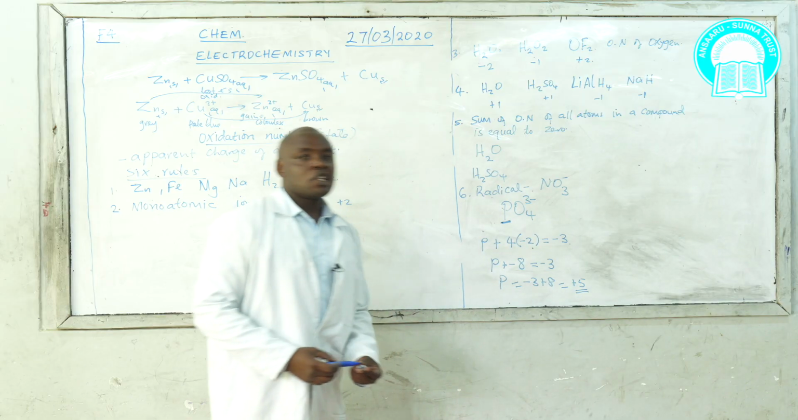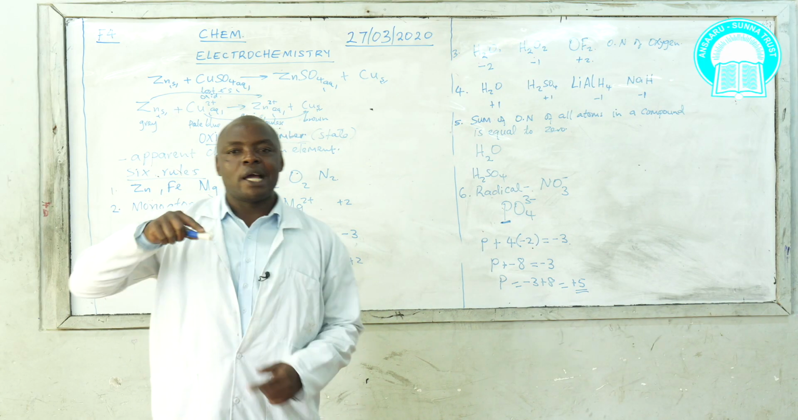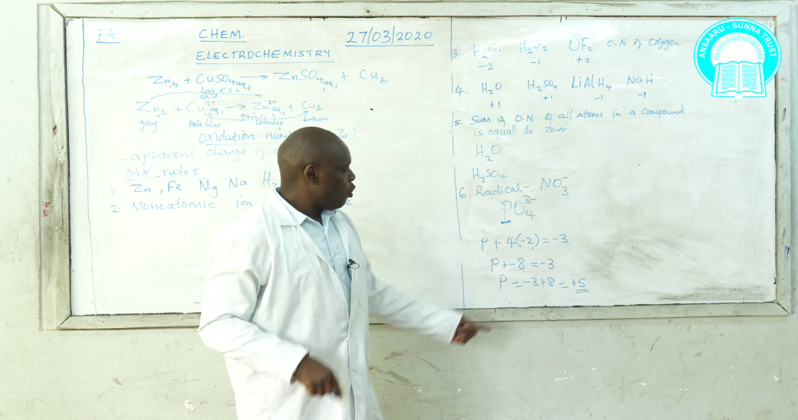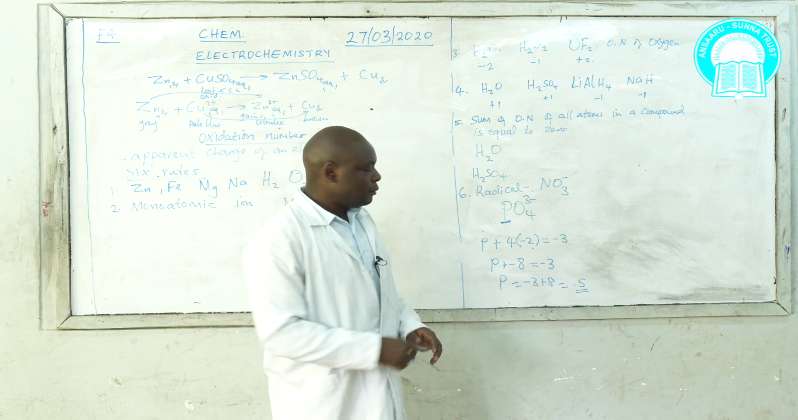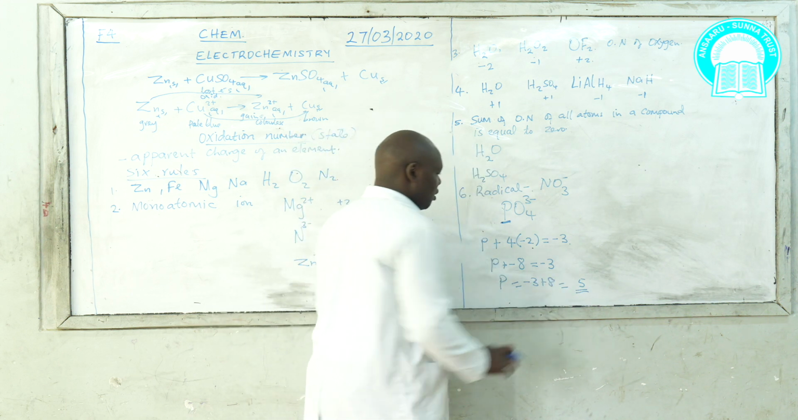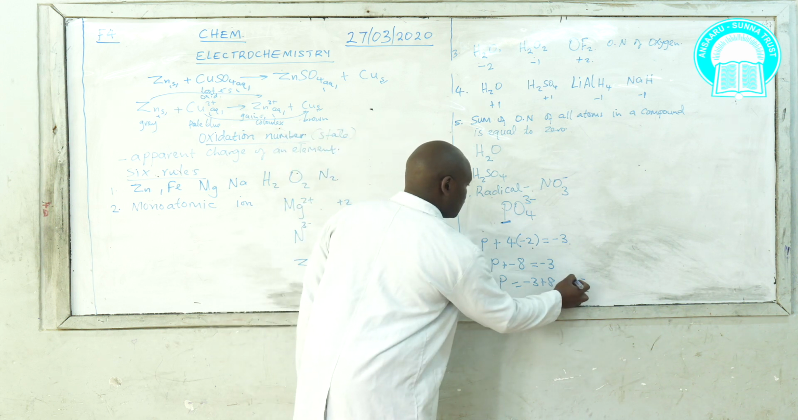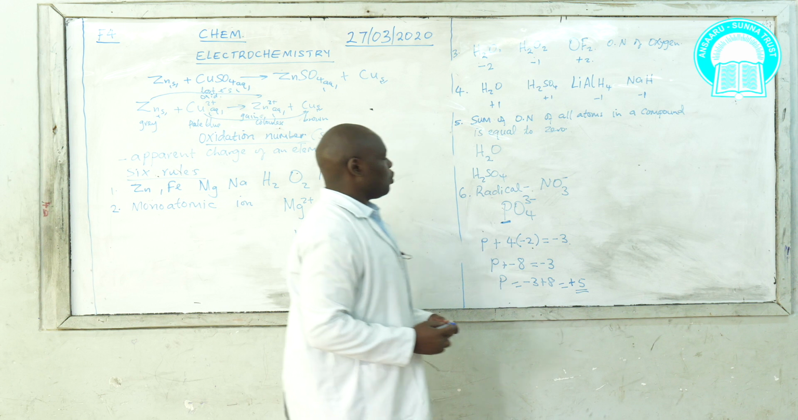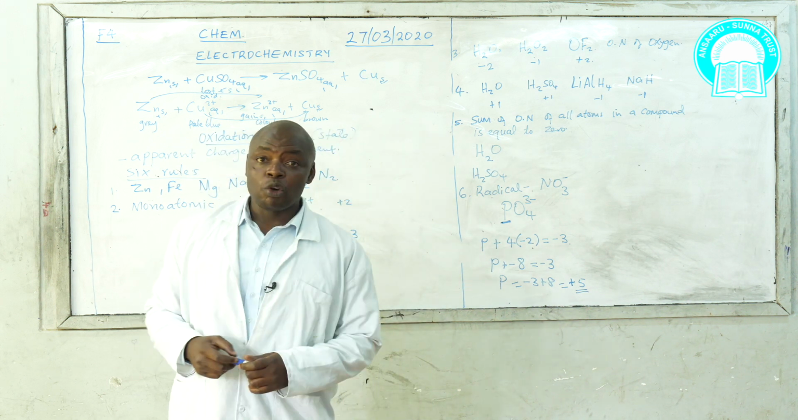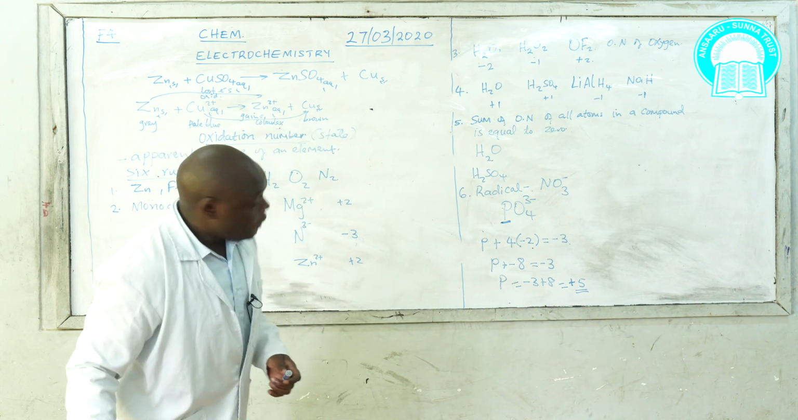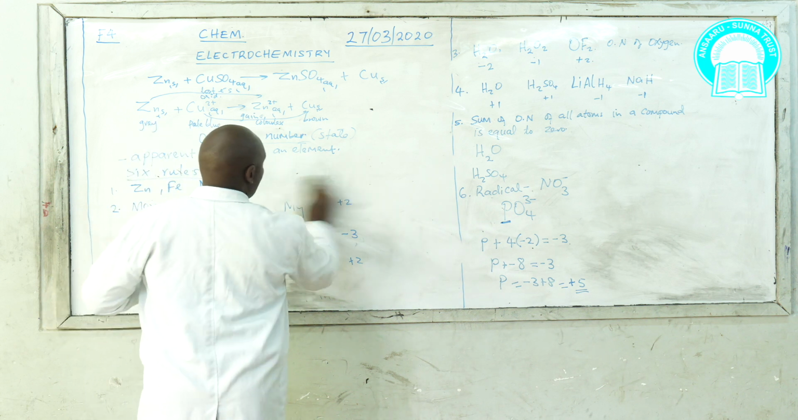Remember, for oxidation number, we have to include the sign. We don't just write it as 5. Mathematically, 5 there is correct, but this is a charge. Oxidation number is charge, so the positive has to be included. Let's look at another example.